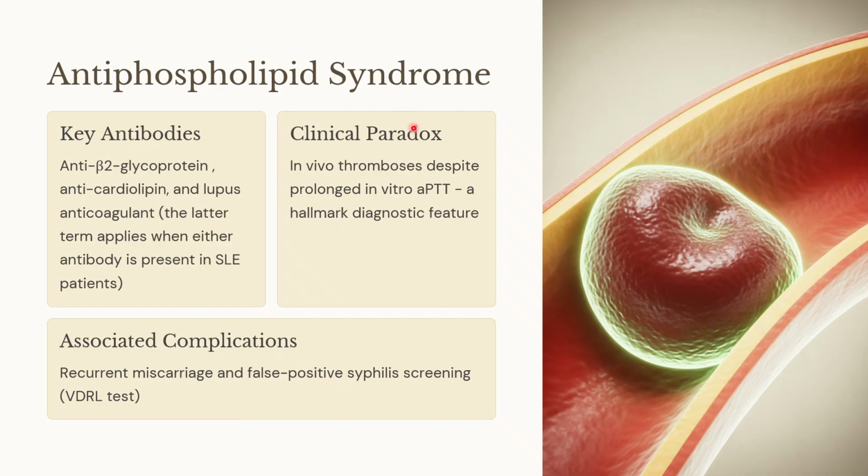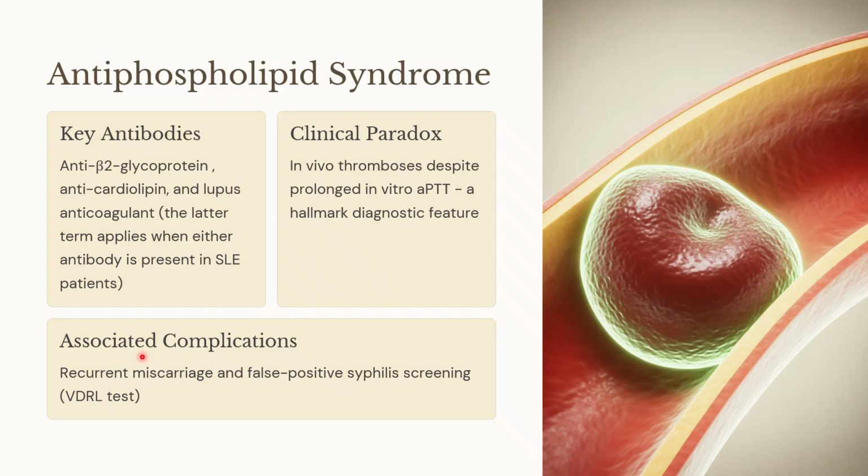The clinical paradox is that even though there is thrombosis inside the body, they have an elevated APTT. What does that mean? Elevated APTT indicates a bleeding disorder. Why do we have an elevated APTT in vitro? Because the reagent that is added while testing for APTT is neutralized by the anti-beta-2 glycoprotein or antiphospholipid antibodies. So therefore it will not clot and it will show an elevated APTT. This is the reason for the clinical paradox.